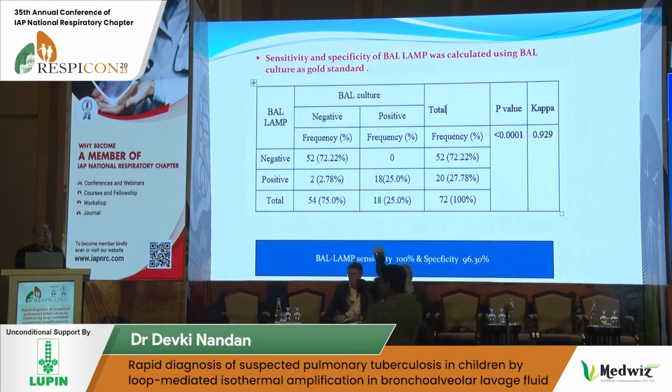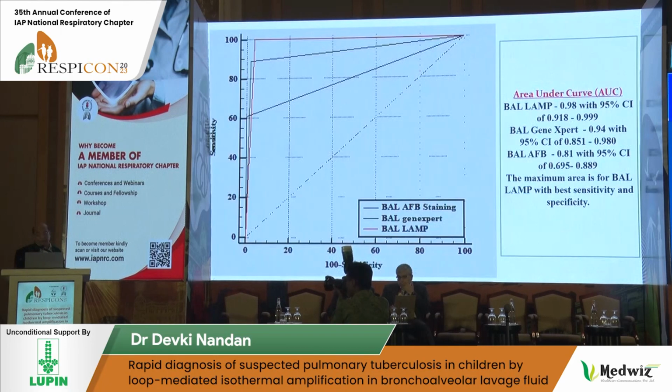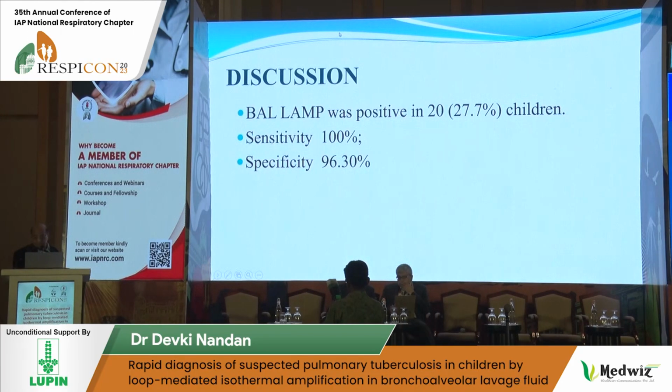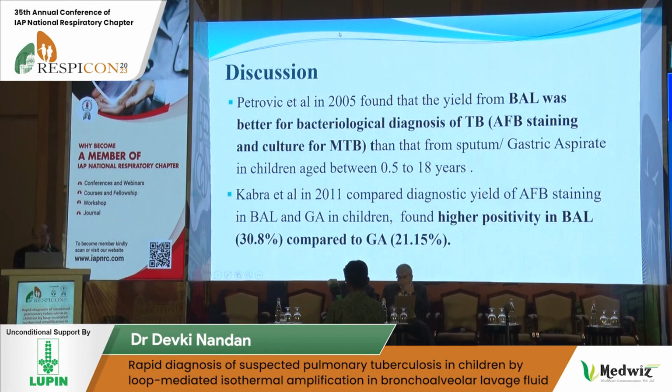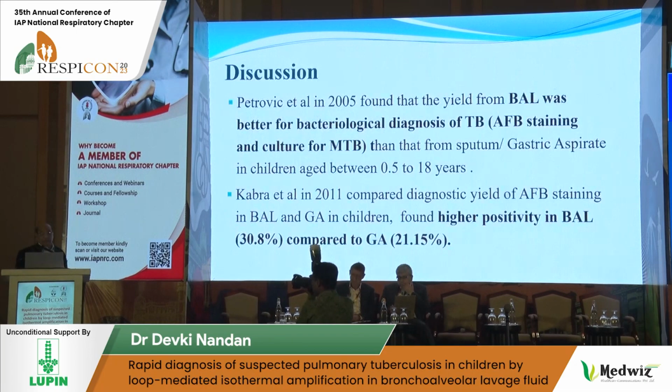was highly significant. This is the sensitivity of the other tests, like AFB staining and BAL GeneXpert, and this is the area under the curve, the ROC curve. The maximum area is for BAL LAMP, with the best sensitivity and best specificity. BAL LAMP was positive in 27.7%, with sensitivity 100% and specificity 96.30%.